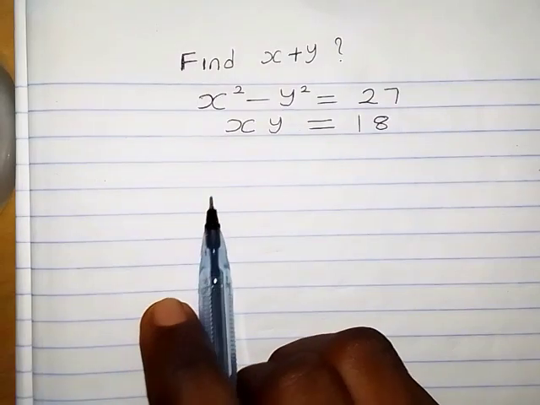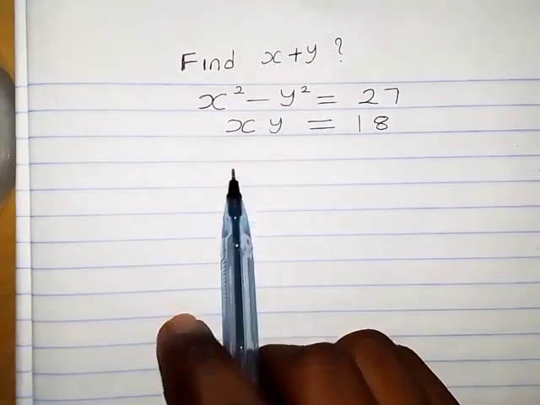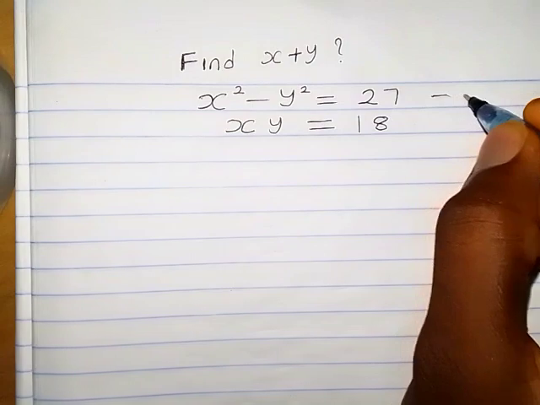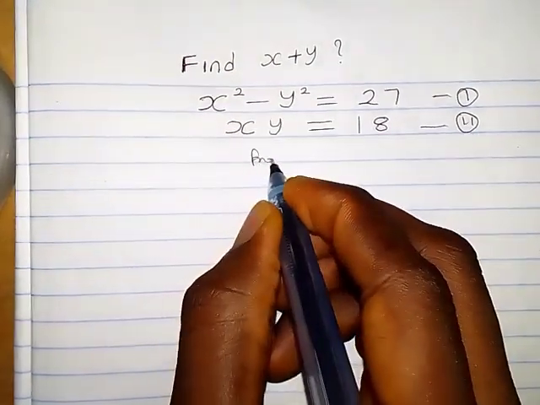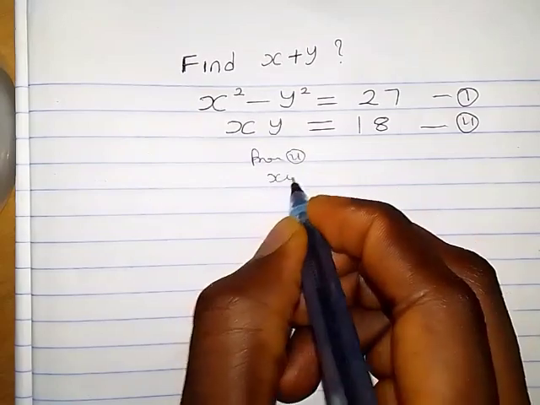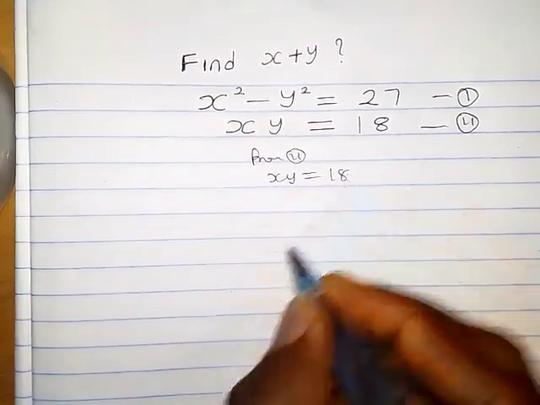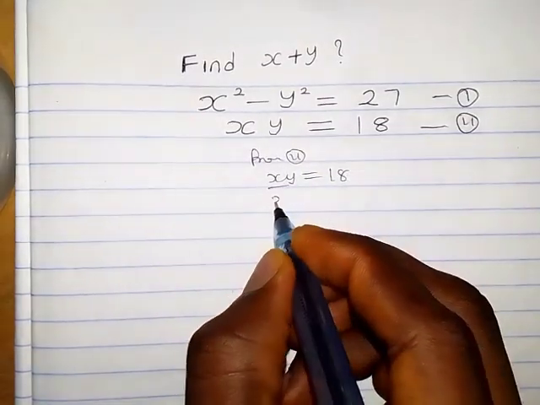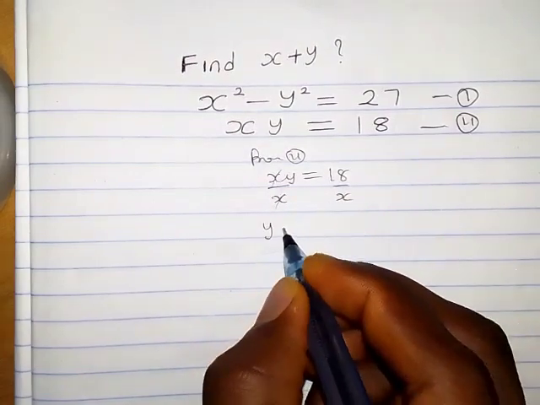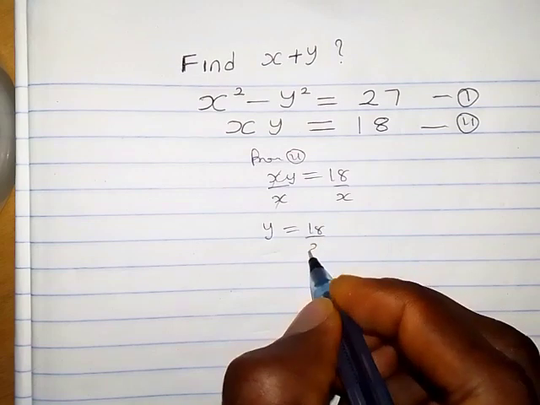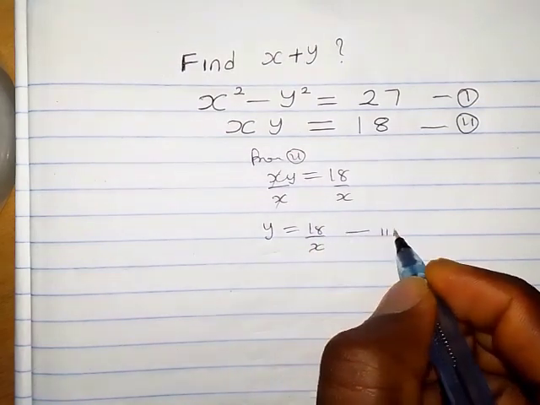How do we find the value of x plus y in this simultaneous equation? Let's call this equation 1 and this equation 2. From equation 2 we have xy equals 18. Let's divide both sides of this equation by x. So x cancels x on the left, and we have y equals 18 over x. We call this equation 3.